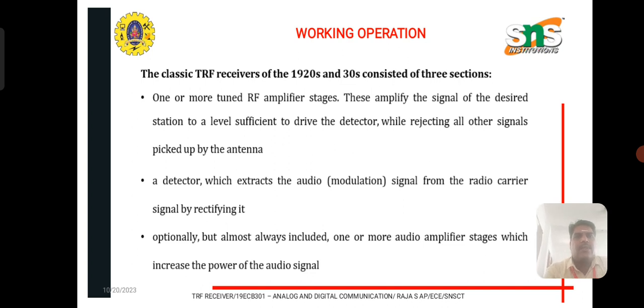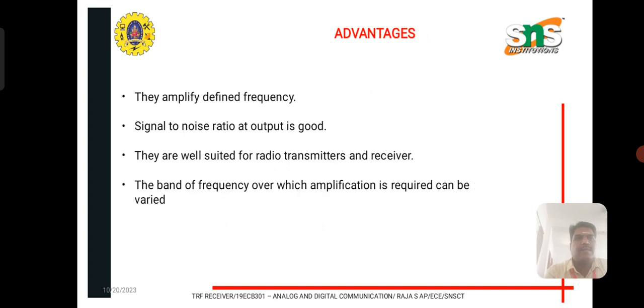A detector is used to extract the audio signal from the radio carrier signal by rectifying it. So the detector is the medium that gives the original input signal. Optionally, but almost always, one or more audio amplifier stages are included, which are used to increase the power of the audio signal. So what are the advantages of the TRF receiver?